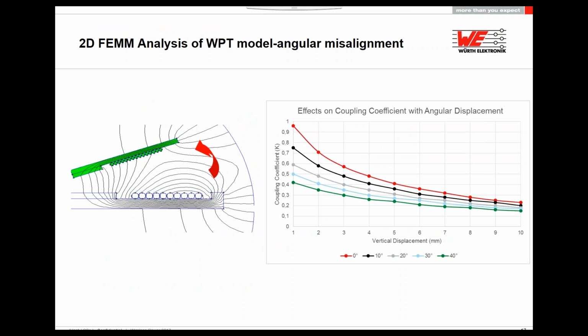In order to see the effect of angular misalignment on the coupling factor, we did a simulation with our magnetic field analysis tool to see the effect of 40 degrees angular misalignment on the coupling factor. On this graphic, on the right side, you can see the dependency between coupling factor and angular displacement in degrees.